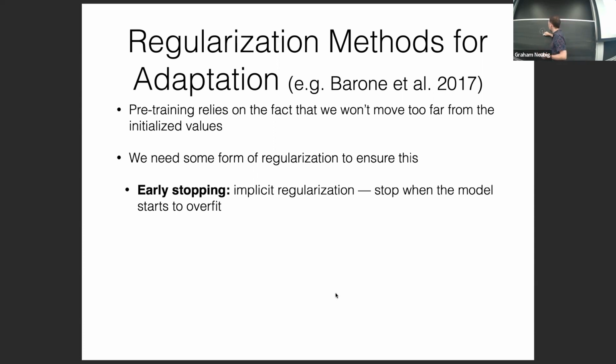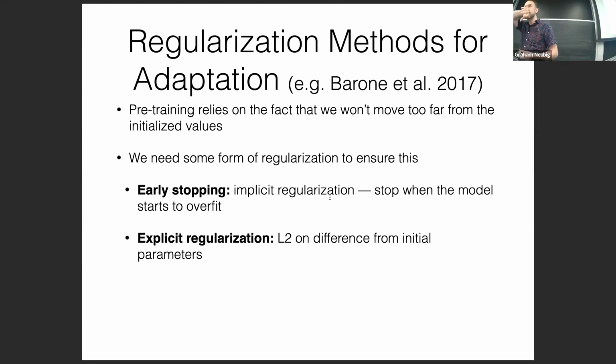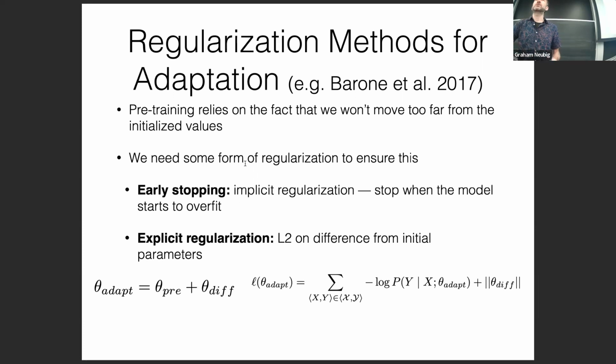As we train, we might get farther and farther away, and the longer we train, the farther away we might be getting. So basically you can think of training shorter as a form of regularization that keeps us close to our regular initialization. That's why I call it implicit regularization. We don't have anything in our loss function, but it still keeps us close. There's other things like explicit regularization, L2, on the difference from the initial parameters. Here we have our adapted parameters, which are equal to our pre-trained parameters plus the difference between them, and then we have the L2 norm of the difference between the two.